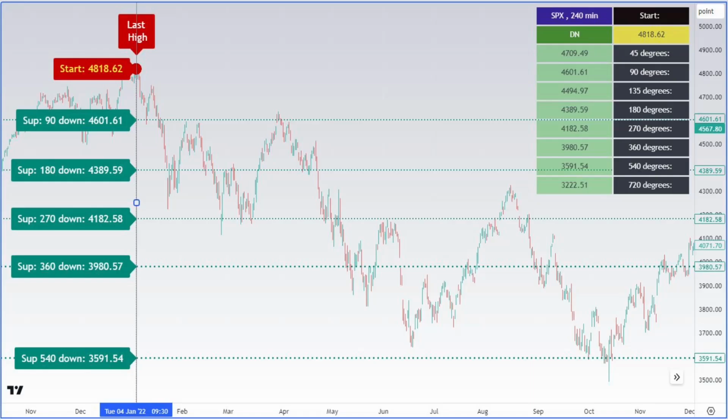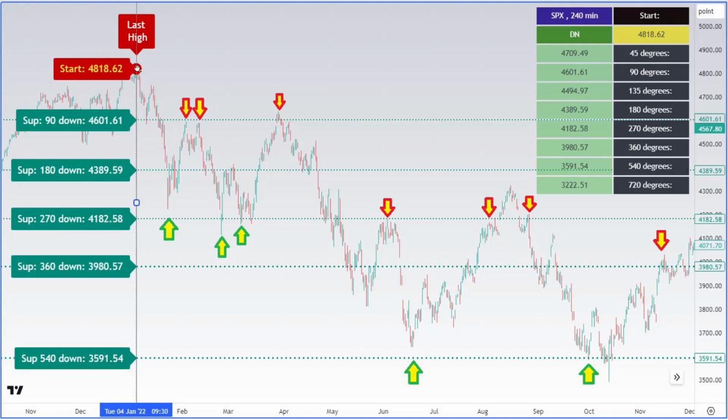All you have to do is manually pick the starting point. If you're expecting a move down, you pick the top, and if you expect a move up, you pick the bottom. If you pick a top in the S&P 500 made in January 2022, you get a web of levels, and look how well price actually reacted to those levels. You can see that the first important level is 90 degrees down, and basically you could have got all those levels at the moment that high was made.